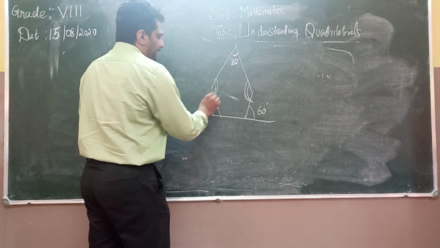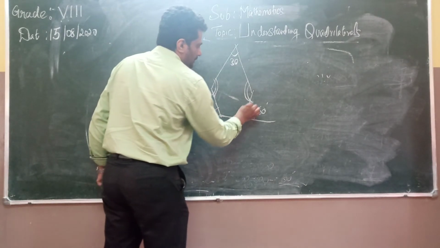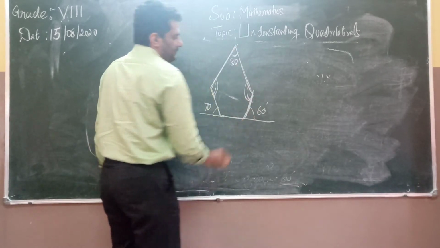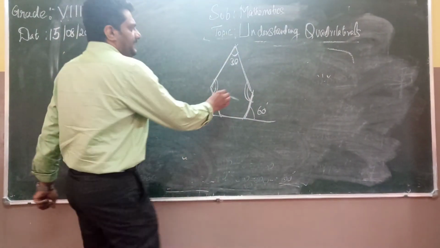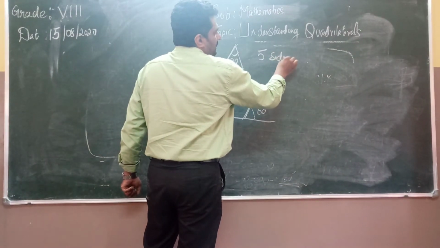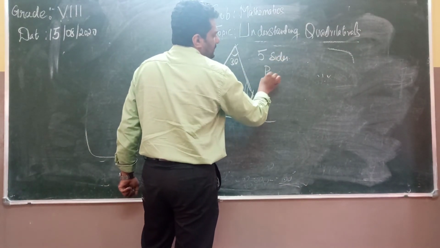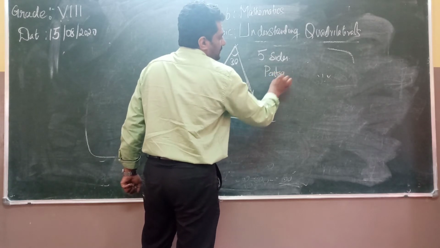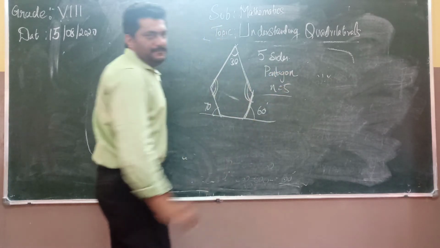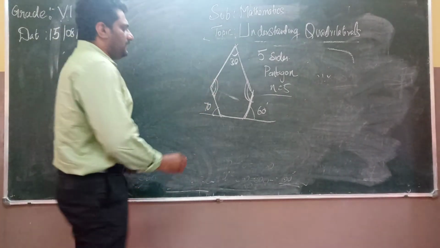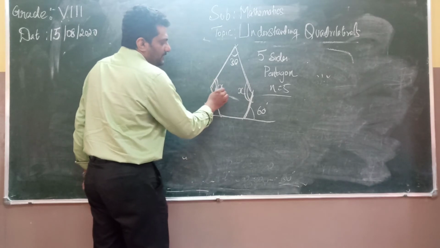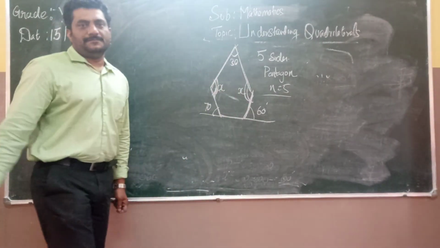Now if you see this diagram, first check how many sides it has. How many sides? It has 5 sides. So that's why it's called a pentagon. Therefore, n is equal to 5. Done. Now here, they have not given these two angles, but they are told that these two angles are equal.